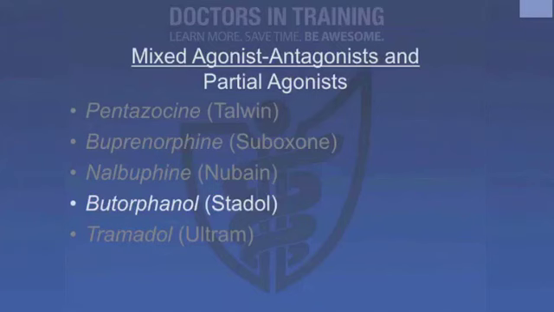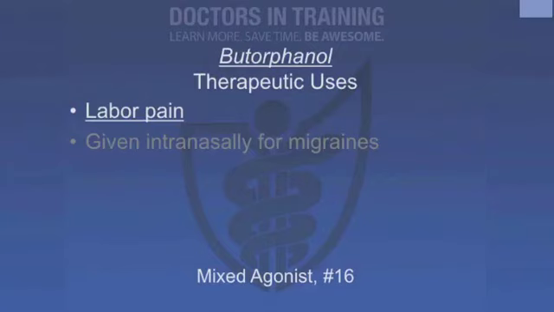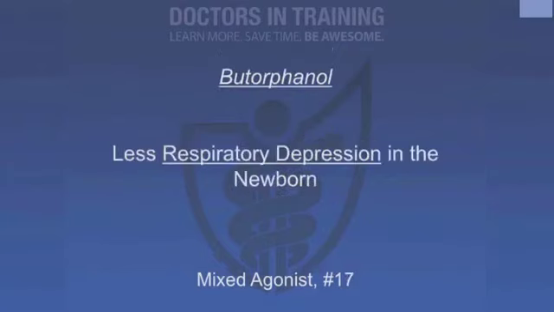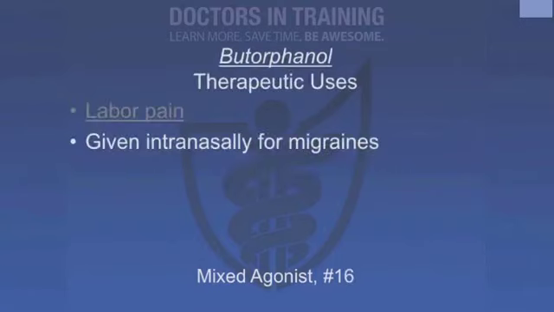Next is butorphanol or Stadol, and this is a kappa agonist and a mu antagonist. It's used a lot of times for labor pain because it causes less respiratory depression in the newborn. And this can be given intranasally as well for migraines.